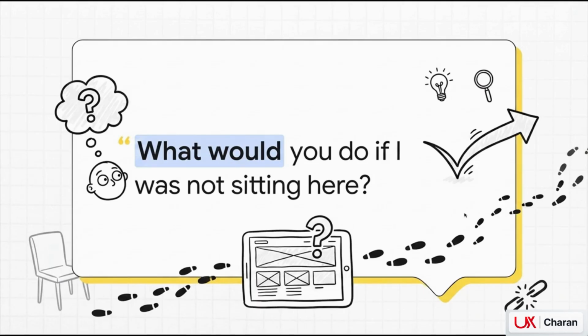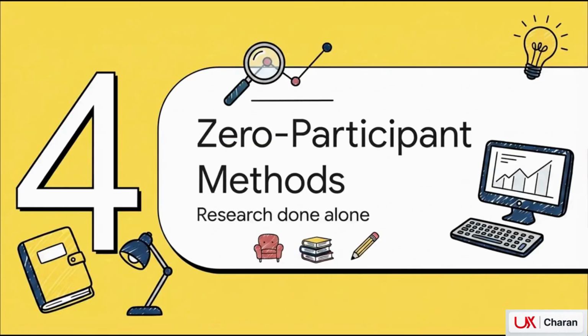It politely deflects the question right back to them and forces them to rely purely on the interface. That gives you the pure, unfiltered insight you need into exactly where the design is failing them. Okay, Section 4, Zero Participant Research Methods, how to do research completely alone.